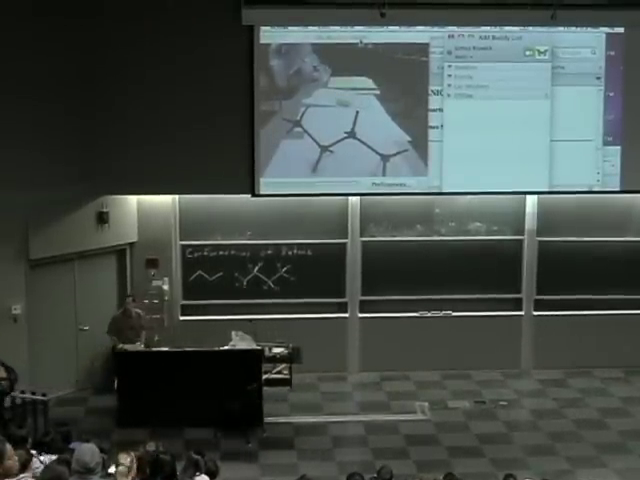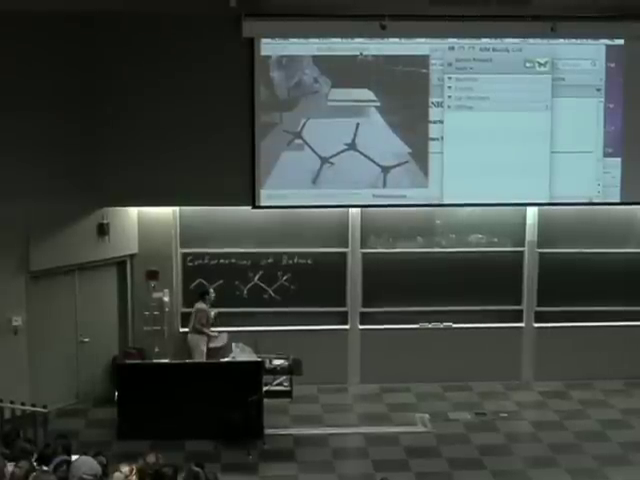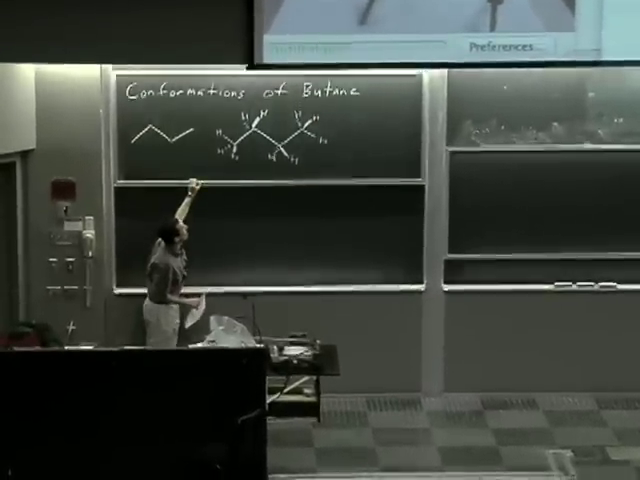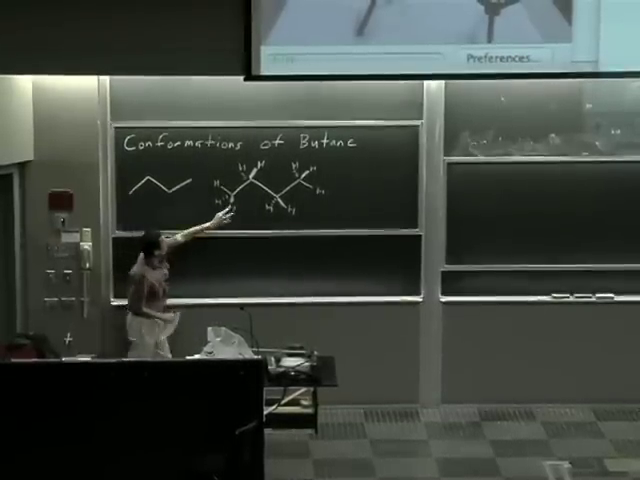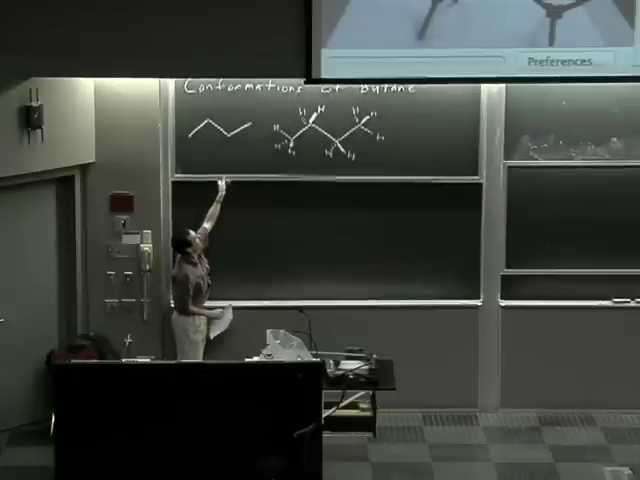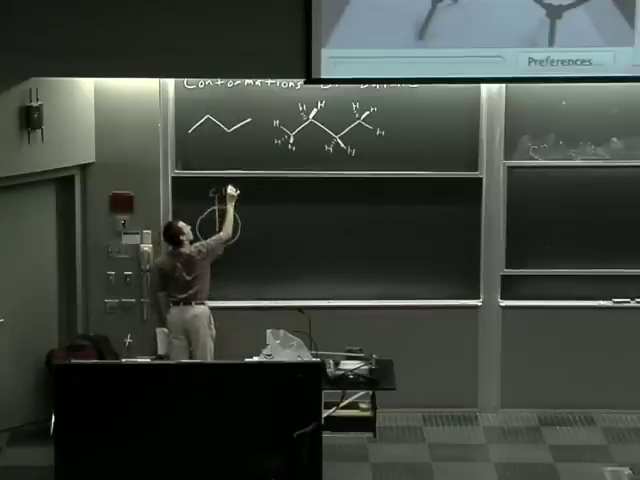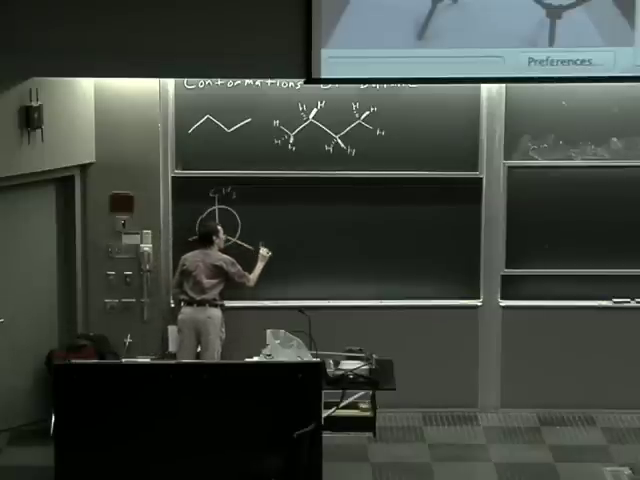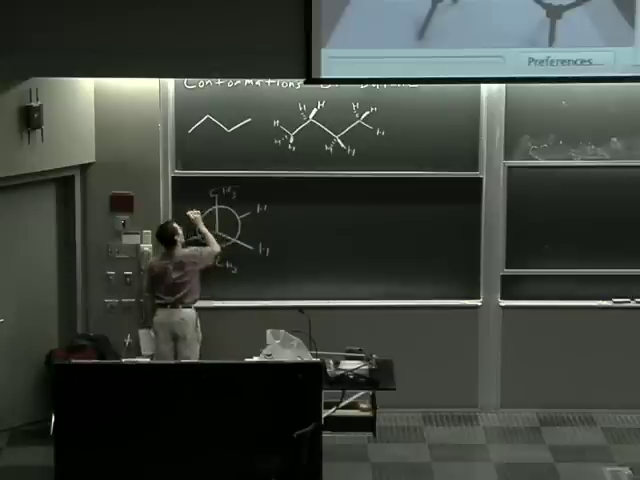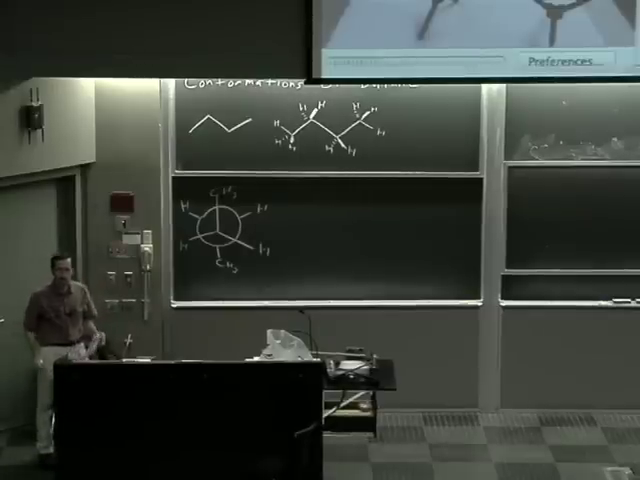Now we also learned the concept of Newman projection last time. So I want to draw this as a Newman projection and to define a dihedral angle here. So I'm going to Newman project down the central carbon-carbon bond. That means we're going to pick the molecule up and look at it like so. So here's our Newman projection for butane in this zigzag conformation.